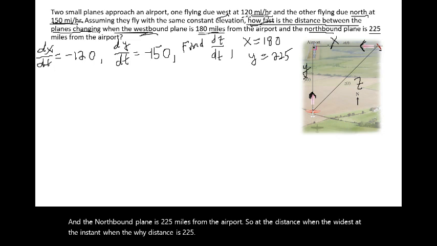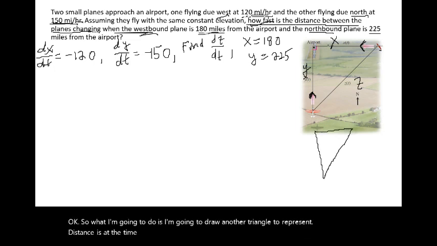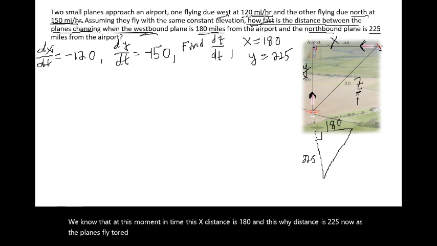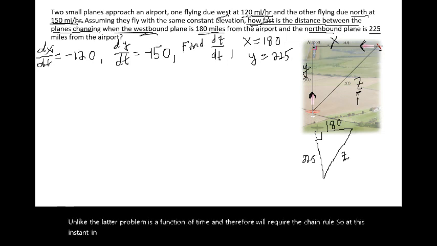Okay, so what I'm going to do is draw another triangle to represent the distances at the time in question. We don't know the exact time, and it really doesn't matter. We know that at this moment in time, this x distance is 180 and this y distance is 225. Now, as the planes fly toward the airport, is the distance z between them going to change? Yes, z is going to change. So the hypotenuse z, unlike the latter problem, is a function of time and therefore will require the chain rule. So at this instant in time, z has obviously changed a bit.